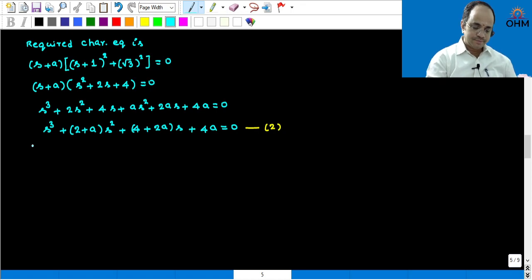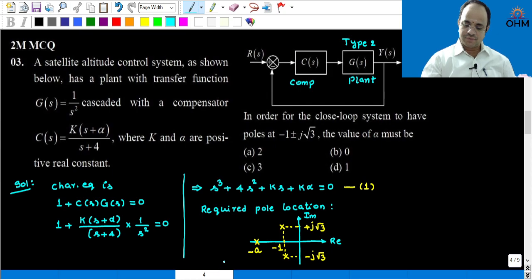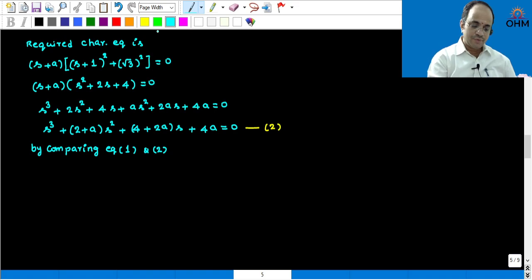Then what you can do, by comparing equations 1 and 2, you will get, now start with S square coefficient. So if you take S square coefficient here, S square coefficient in equation 1 is 4, in equation 2 is 2 plus A, then it will give you A is equal to 4 minus 2, that is 2.